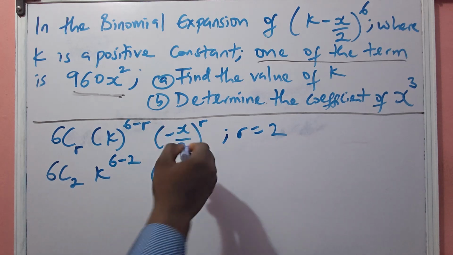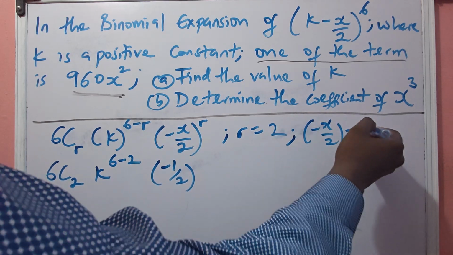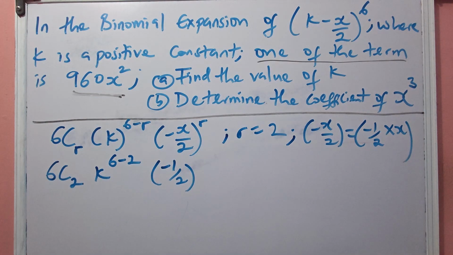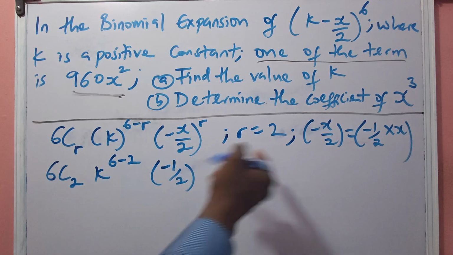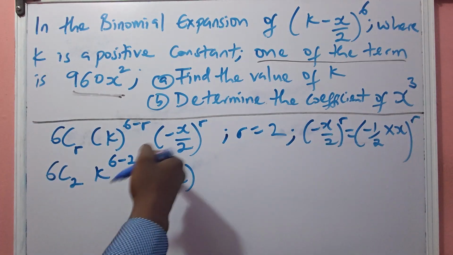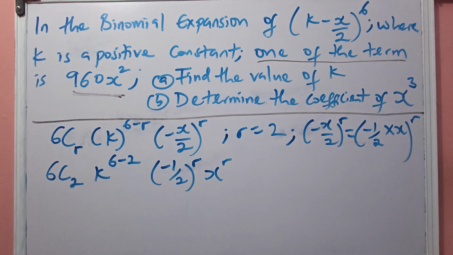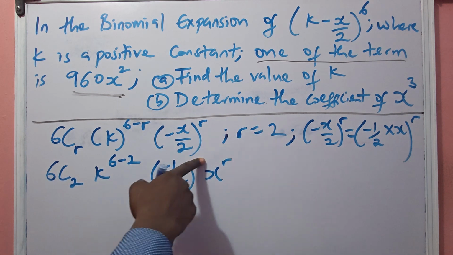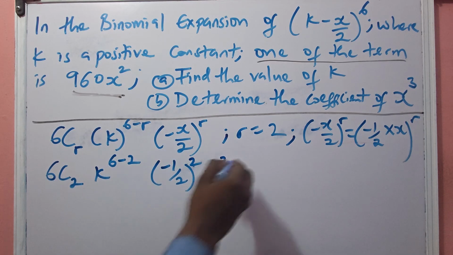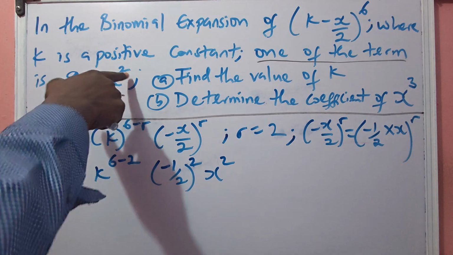Of course, for those of you wondering what I'm about to do, minus x over 2 is the same thing as minus 1 over 2 times x. So I'm going to split it now. If there was an r here, I would put the r for each of them, so I'll have x raised to the power r. And now that I said r was 2, obviously we'll have 2 instead of r. So you can see that this is actually what produced x squared.